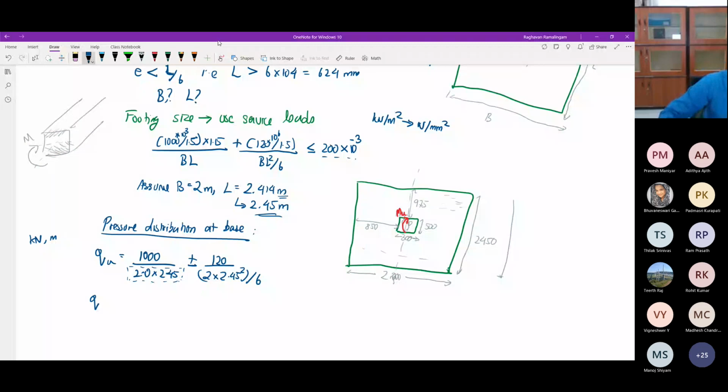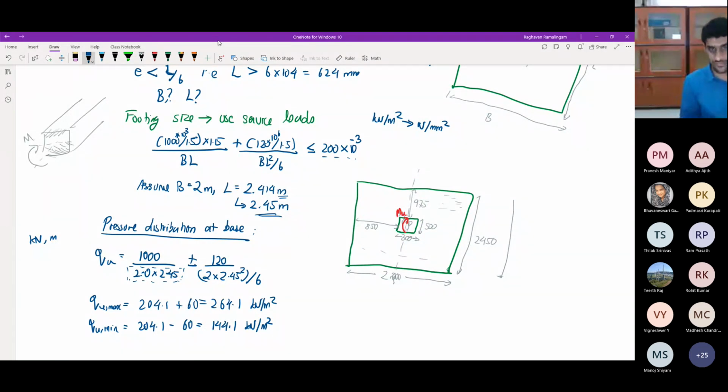So I said Q U max will be nothing but 1000 by this plus 120 by this, that gives me 204.1 plus 60 or 264.1 kilonewton per meter square. And similarly on the other end, for the minimum Q rather, it is 204.1 minus 60, which is about 144.1 kilonewton per meter square. Okay.